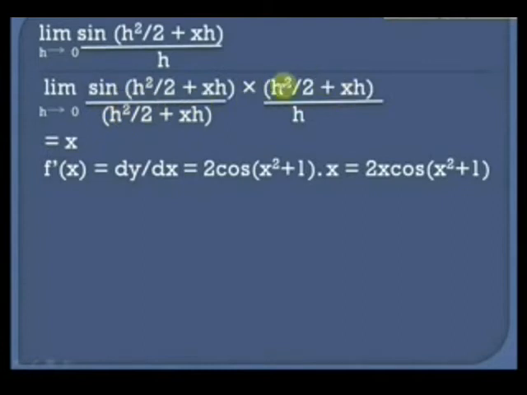And in this expression we take out h as common, and h gets cancelled, and when we put h equal to 0 here, we get the limit as equal to x. So the limit of this expression is equal to x, hence f dash x is equal to dy by dx, which is equal to 2 times cos of (x square plus 1) into x, or equal to 2x into cos of (x square plus 1).